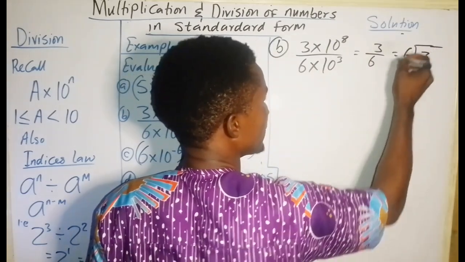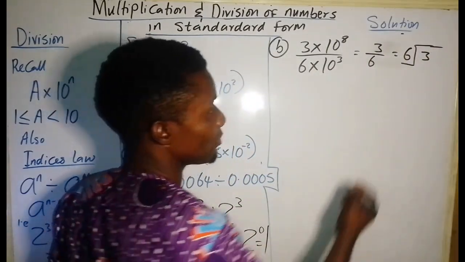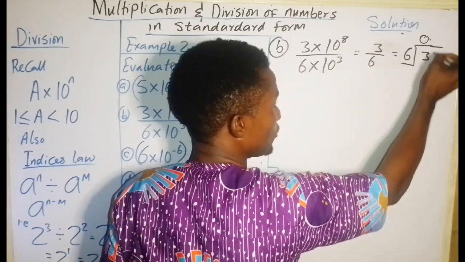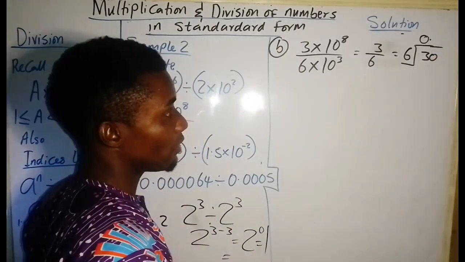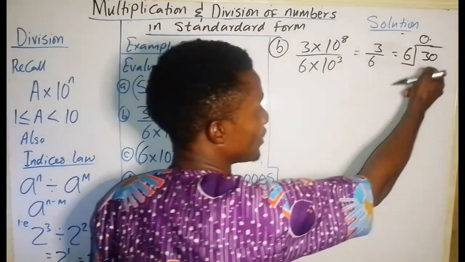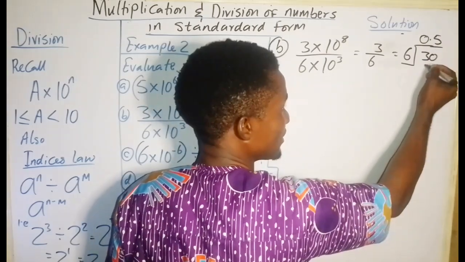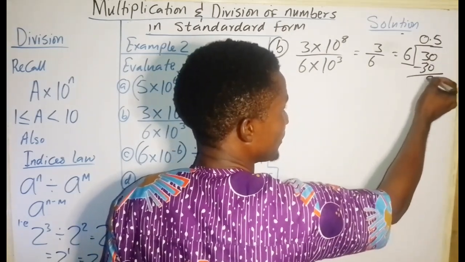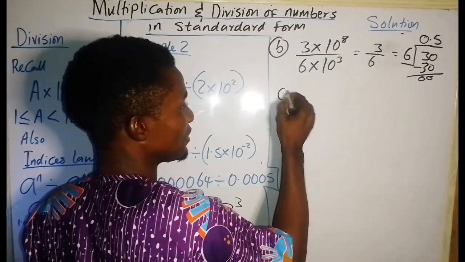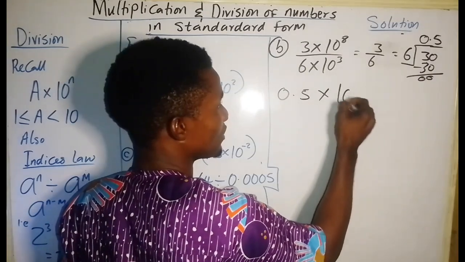3 here, 6. Now 6 cannot go in 3. It's not possible. So you add the 0 here to your point and add 0 to this 3. So 6 can go in 30 how many times? 5 times. 5 times 6 will give you 30. 30 minus 30 will give you 0. So you have 0.5 times 10 raised power what?